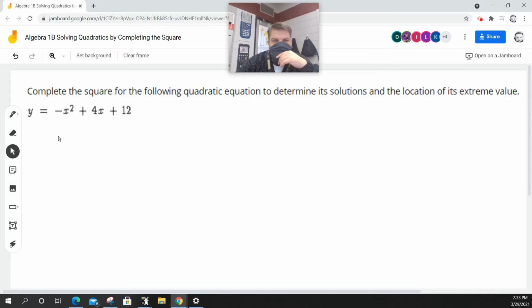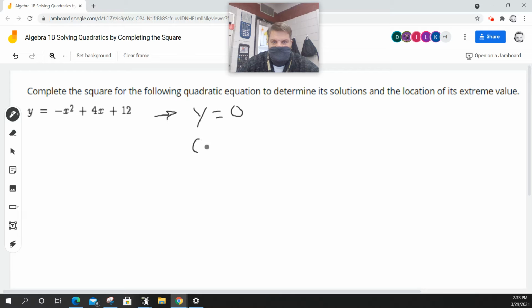All right, so this one says complete the square for the following quadratic equation and its solutions to locate the extreme value. So we're going to do the same thing that we did last time. Last time, though, we ran into a snag. It doesn't cross the x-axis. In other words, y doesn't equal 0. But we'll see if it works with this one. And then ultimately, we can just graph it. But this is the section on completing the square.